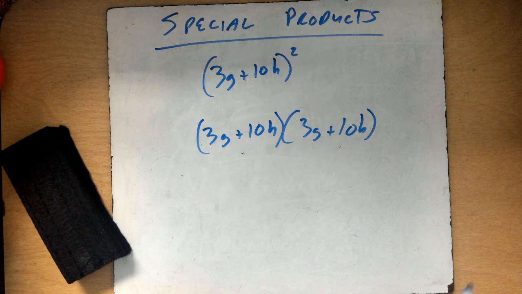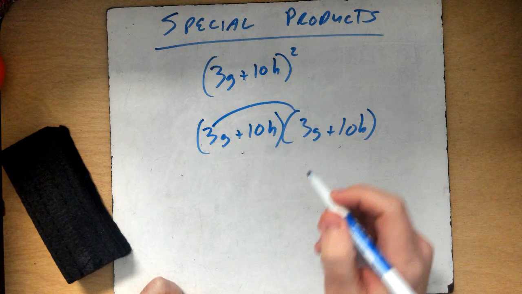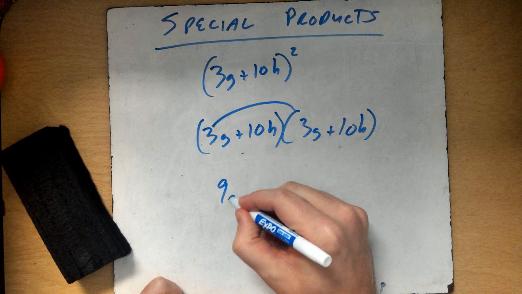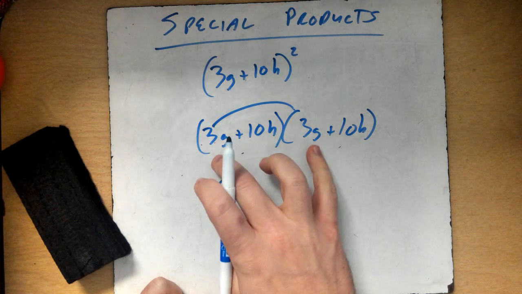And I can go ahead and multiply it through. So 3g times 3g would be, 3 times 3 is 9, right? And then g squared, because there's 2 g's, right?